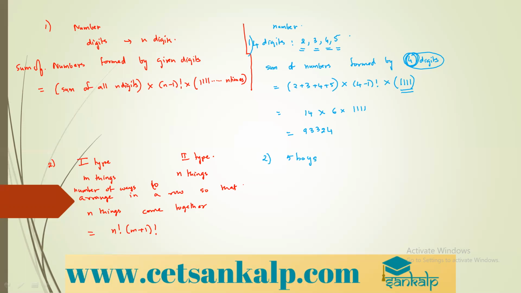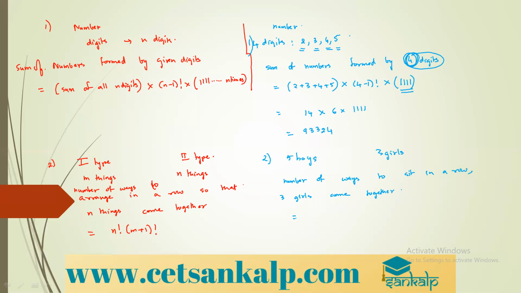I will count them as one type. And then 3 girls, I will count as another type. Now they all have to sit in a row. Number of ways to sit in a row. But what is the condition? All 3 girls come together. The condition is all 3 girls sit together.